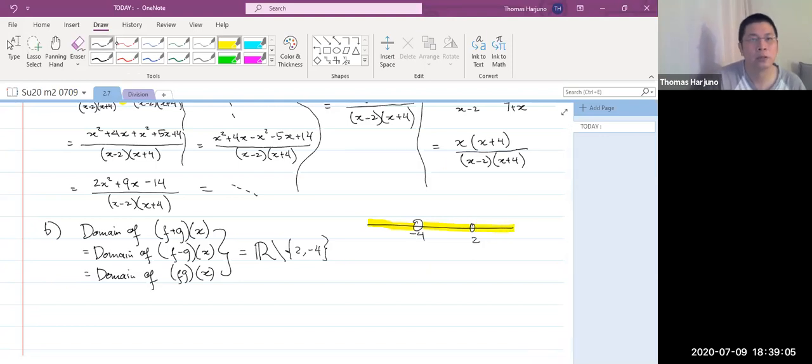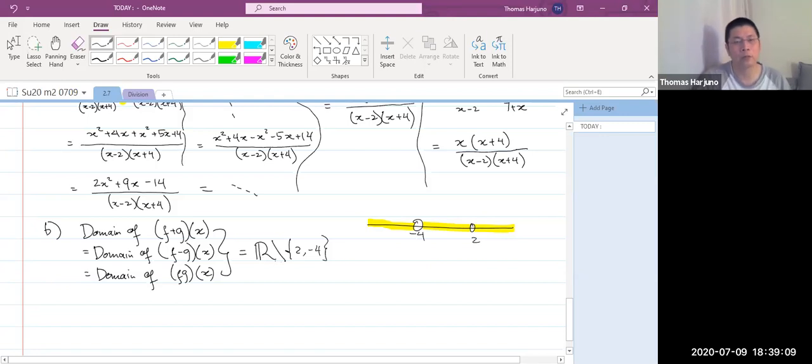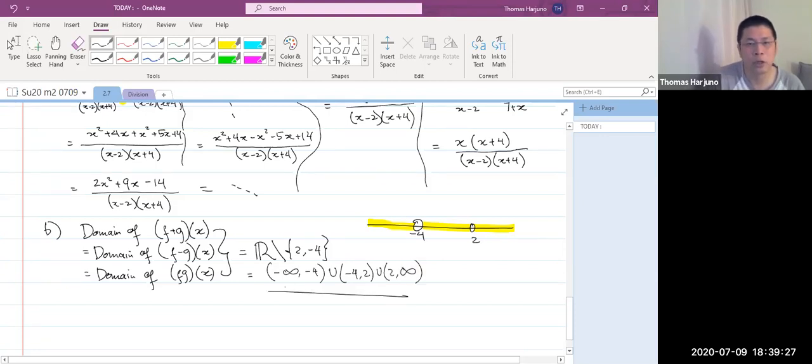I prefer you to write it this way: all real numbers except the set of 2 and negative 4. But if you want to use the long interval notation, that's also fine. Negative infinity up to negative 4, union negative 4 to 2, union 2 to infinity. So you can use either one. I prefer the first one.